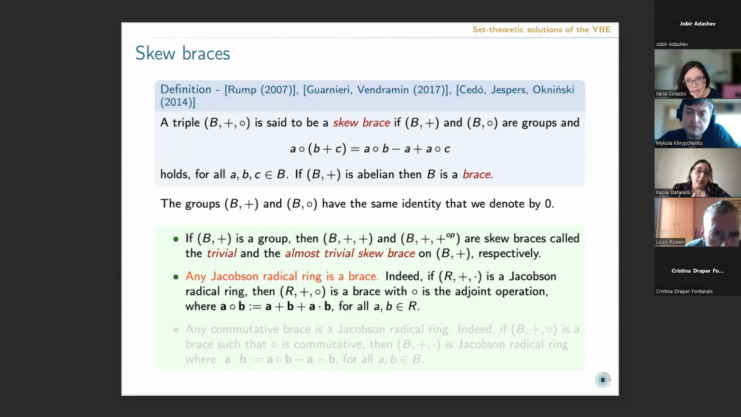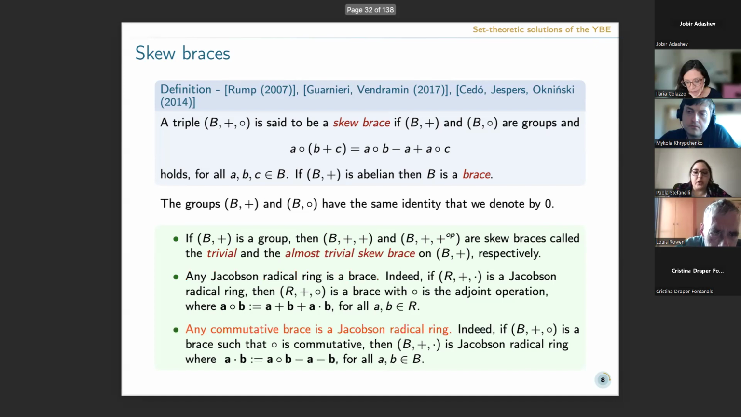Skew braces can be considered a generalization of Jacobson radical rings because if we consider a Jacobson radical ring, then exactly the triple (R, +, ∘) is a brace. On the other hand, any brace with commutative circle operation is a Jacobson radical ring. Indeed, if we have a structure (B, +, ∘) of a brace, where circle is commutative, we can define this dot operation as one can expect, and we obtain that (B, +, ·) is a Jacobson radical ring.